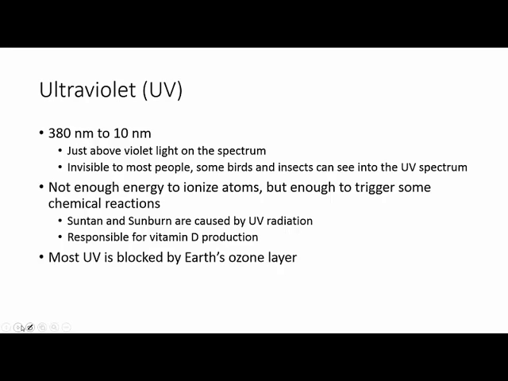Most of it is blocked by the ozone layer, and then we also do make our own artificial UV light to disinfect things, to kill things, or for fake bacon. A tanning bed is using mercury vapor lamps to produce ultraviolet radiation to give you a suntan or cancer, whatever.